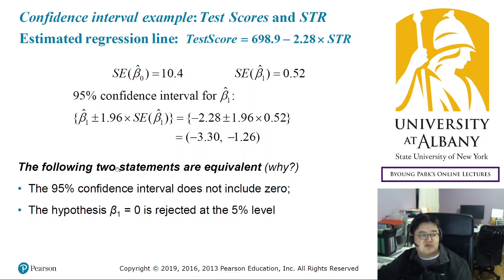Then, as I said, the statements are equivalent. Any point in the confidence interval is negative. So that means it is clear that the effect of student to teacher ratio on the test score is negative. It is not zero nor positive. So that's how we interpret the confidence interval.